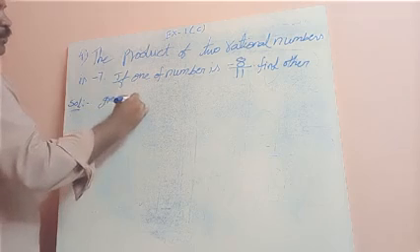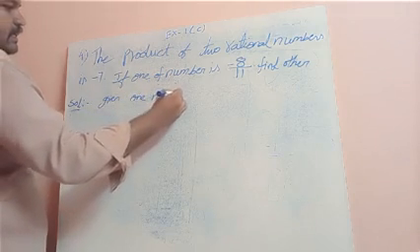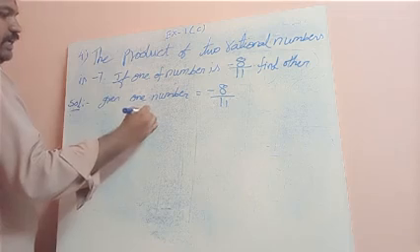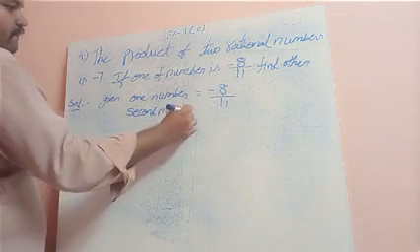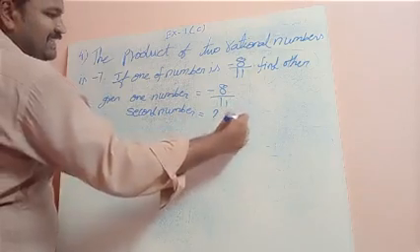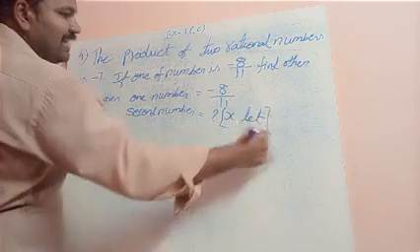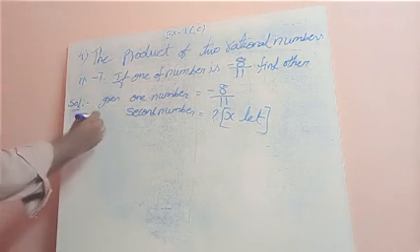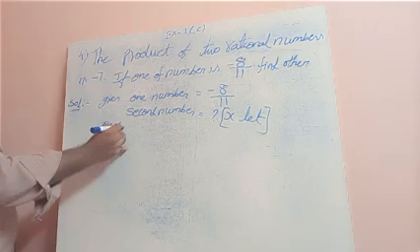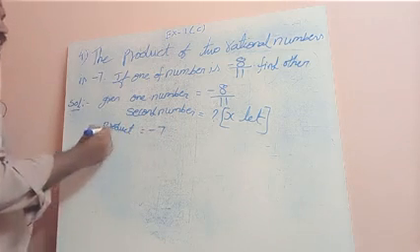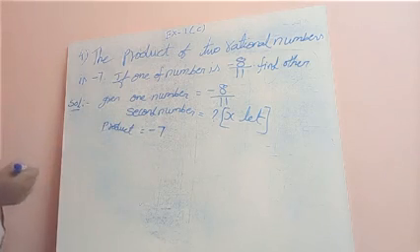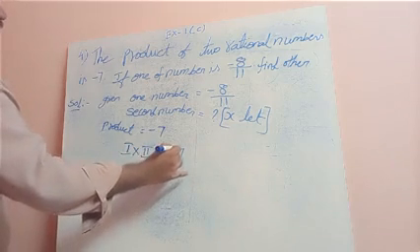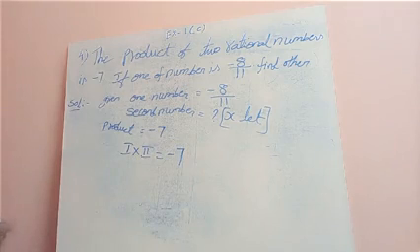Given one number is minus 8 by 11. The second number is question mark, that means let it be x. We have to take the second number as x. The product of the two numbers is minus 7. What is called product means multiplication. So 1 into 2 is equal to minus 7. They did that one multiplication.